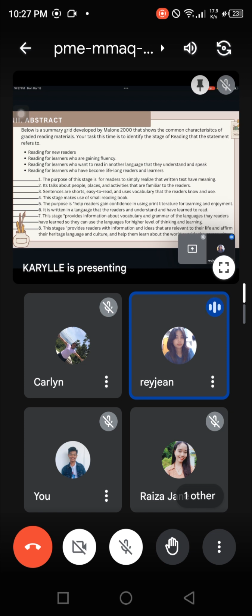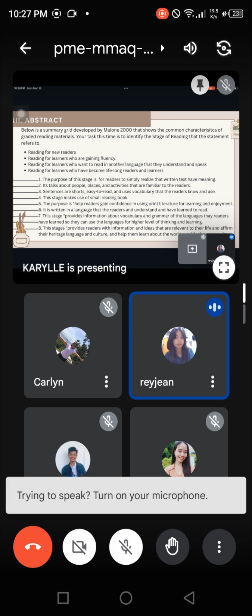And for the last number, this stage provides readers with information and ideas that are relevant to their life and affirm their heritage, language, and culture, and help them learn about the world outside of the community. As well, my answer in number 8 is reading for learners who are gaining fluency. Next slide po.